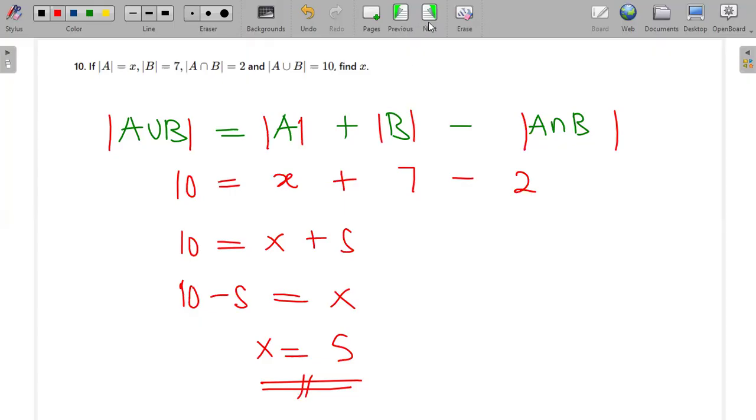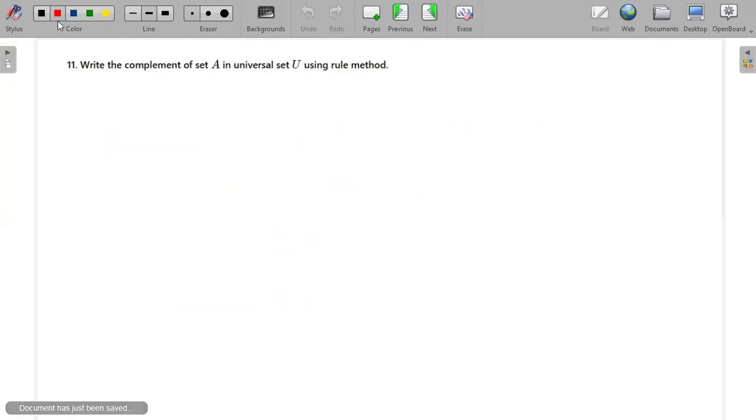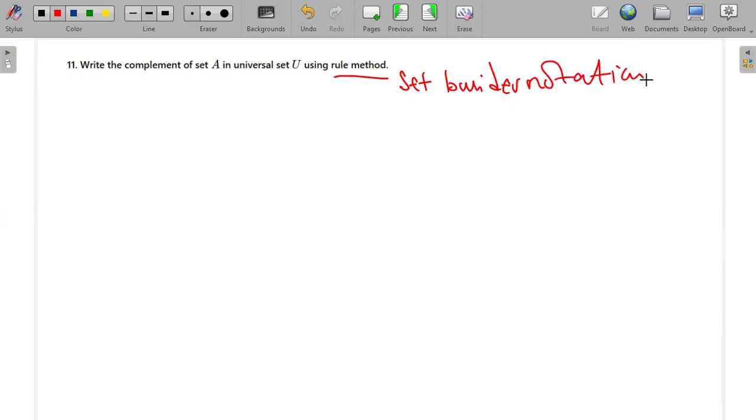Okay, look at number 11. Number 11, they're saying write the complement of set A in the universal set U using the rule method. So what is the rule method? The rule method is the same as set builder notation. So we just want to write the complement of A in the universal set U using the set builder notation. So how are we going to write it?